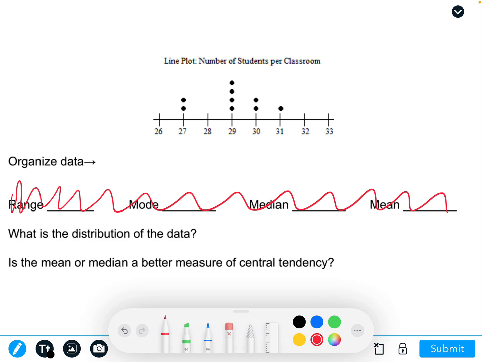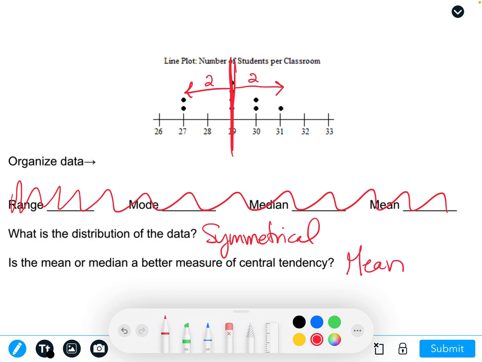And the first thing we need to do is find the median of this data, and it happens to be 29. To figure out the distribution, we want to see if our data is spread out more towards the minimum, 27, or towards the maximum of 31. In this case, you can see that the distance is just 2 in both directions. So we call the distribution of this data symmetrical. When the distribution of the data is symmetrical, the better measure of center is actually the mean.